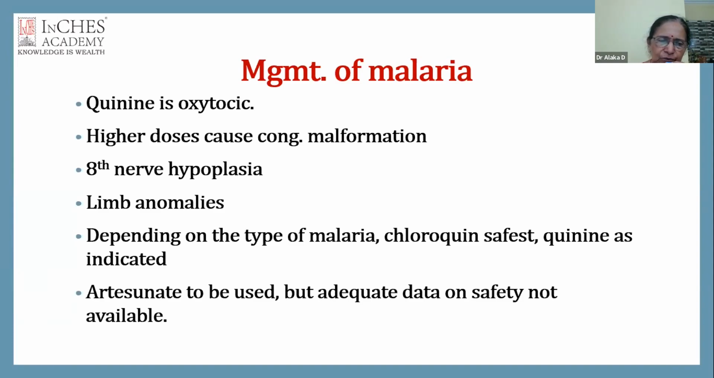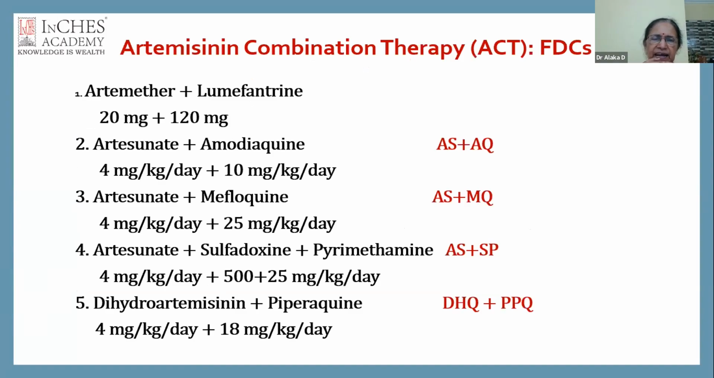Nowadays, artesunate is not used, as adequate data on its safety is not yet available. And then you know the artemisinin combination therapy, which is called ACT, a fixed drug combination. You have artemether-lumefantrine, which is commonly used. You can see this table tomorrow.